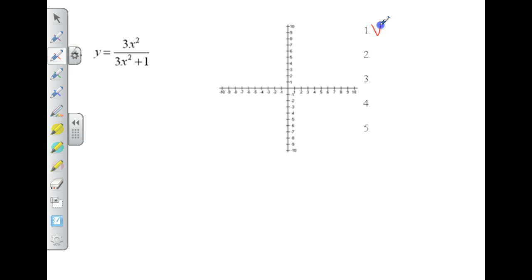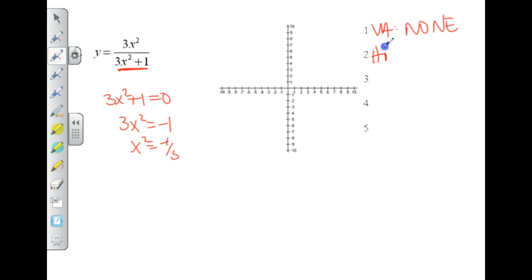All right, so here, vertical asymptote, it looks like there's going to be none, because when you set 3x squared plus 1 equal to 0, you can't take the square root of a negative, so I'll say none. Okay, no vertical asymptote, similar to the last problem. The horizontal asymptote, the degree of the numerator is 2, so how about 3 over 3, which is y equals 1. So a nice horizontal asymptote at y equals 1.